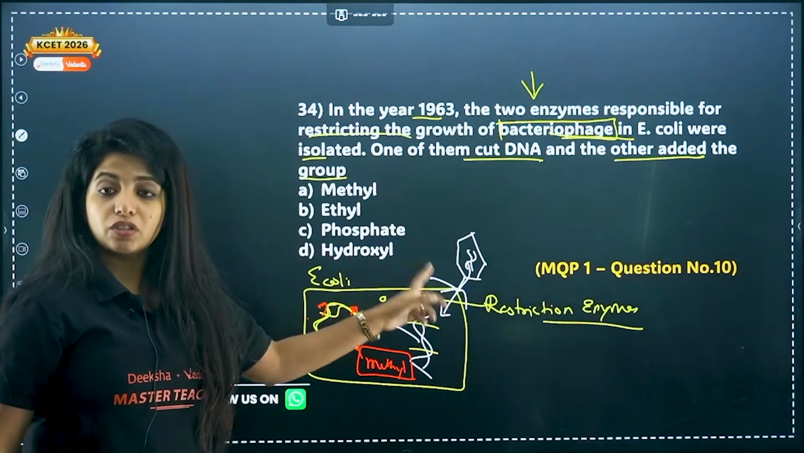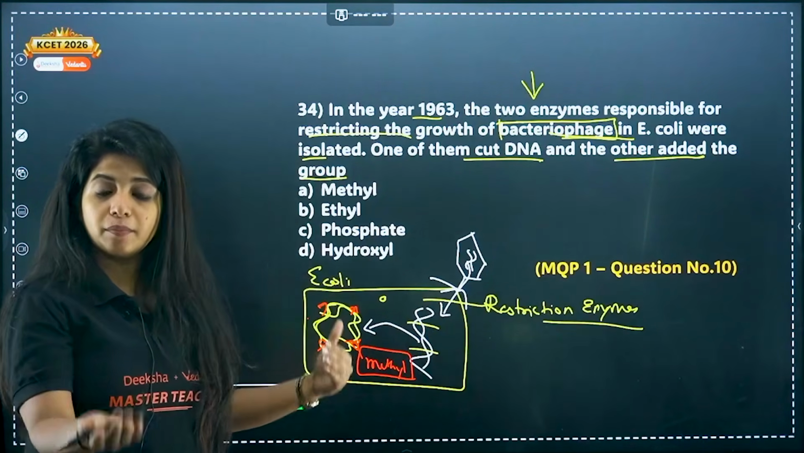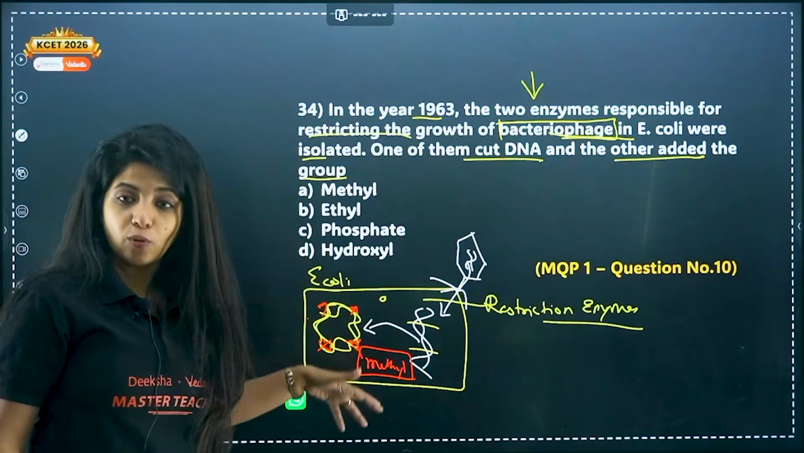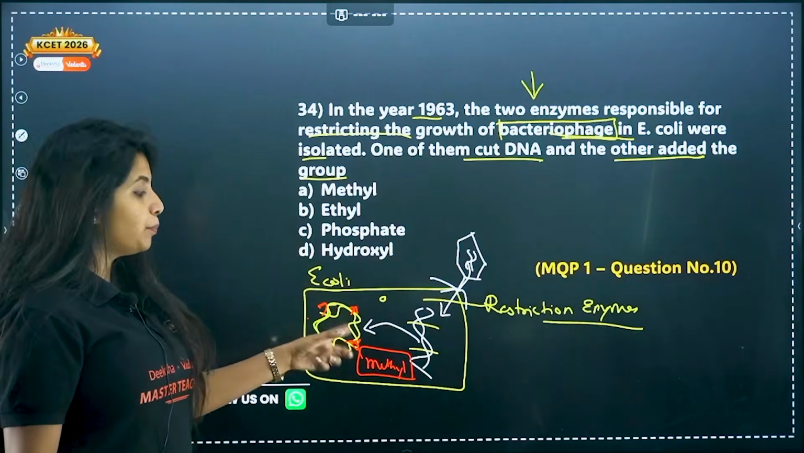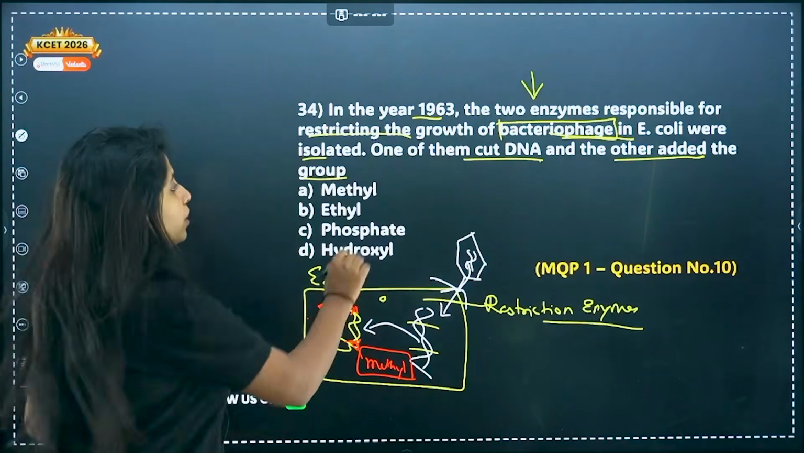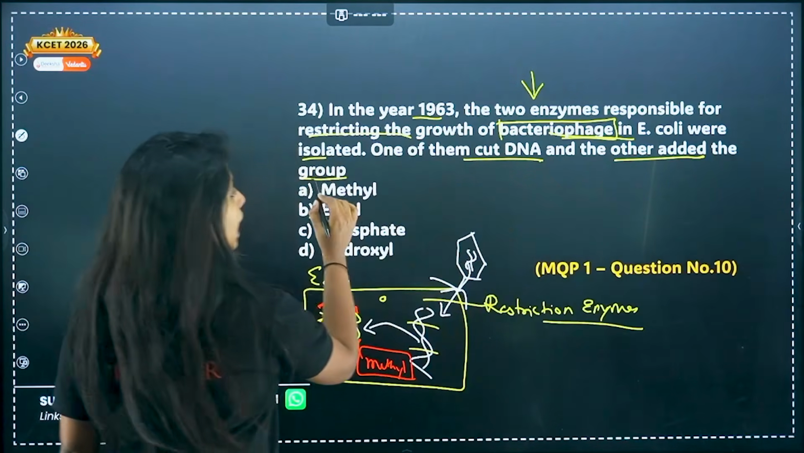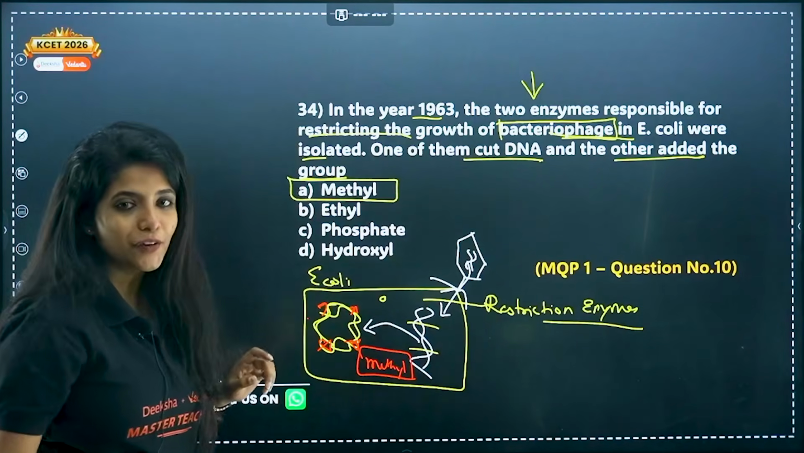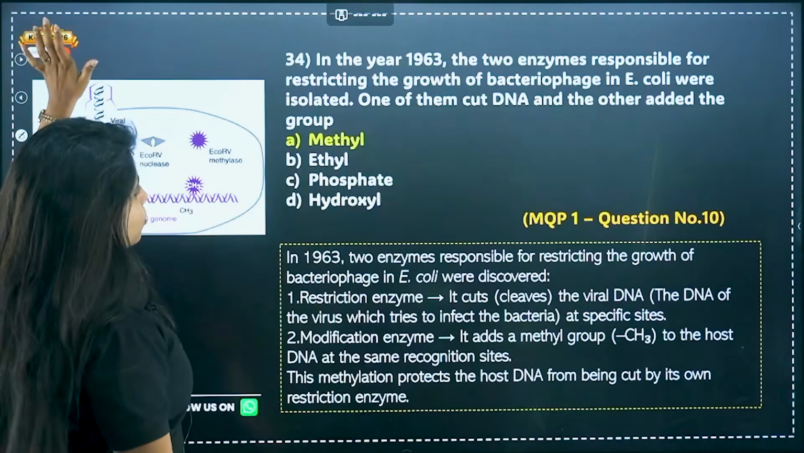So first was the restriction enzyme used for damaging the genetic material of another organism, and to protect itself from the attack of its own restriction enzyme, it put a methyl group. One enzyme was adding the methyl group. Fine. So over here, that is a question. One of them cuts the DNA and the other adds what group? It was the methyl group. Will you forget it? I hope you don't. Next question.